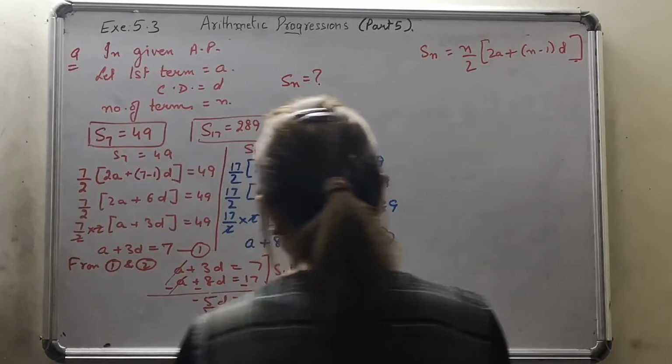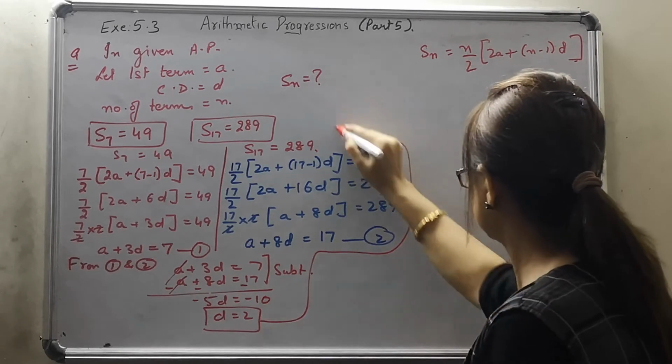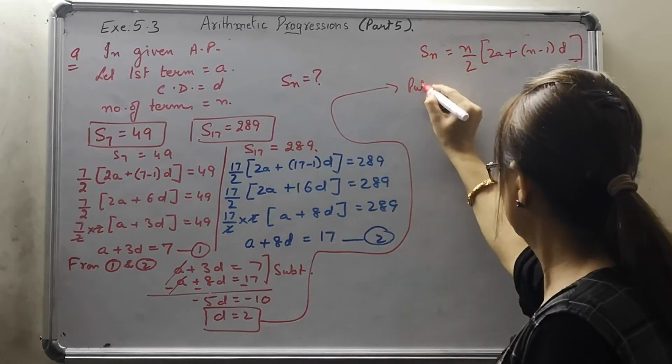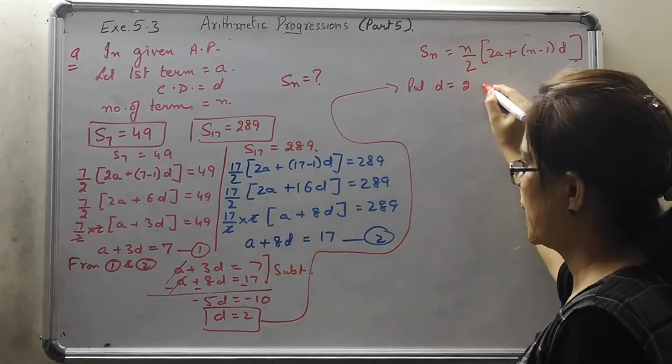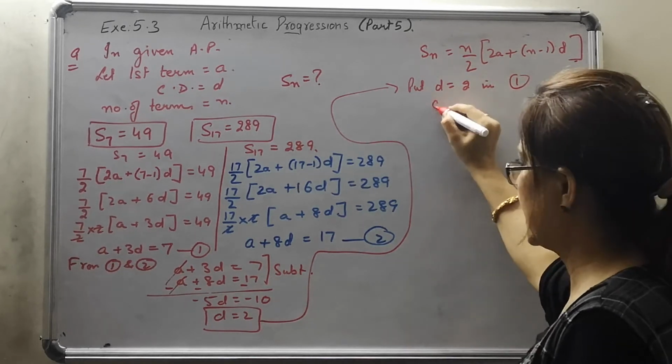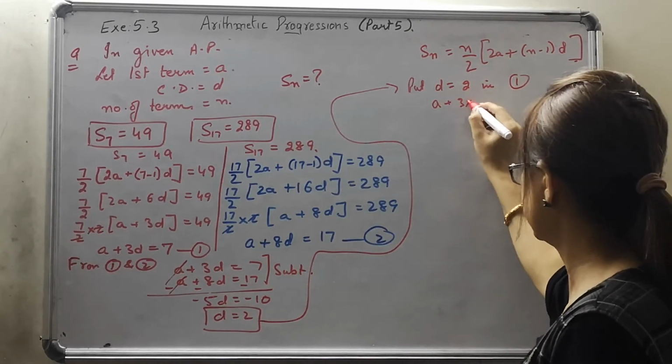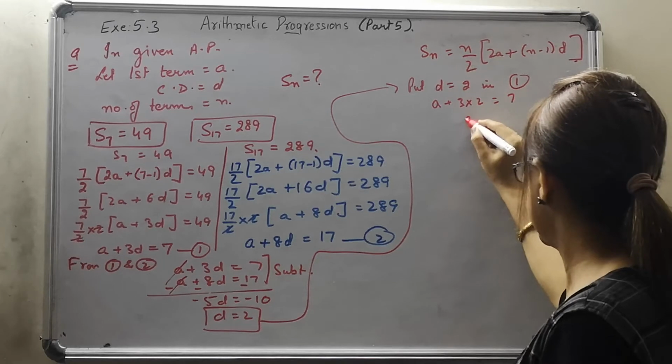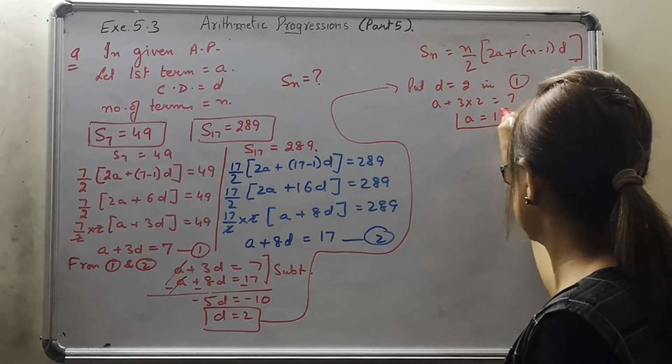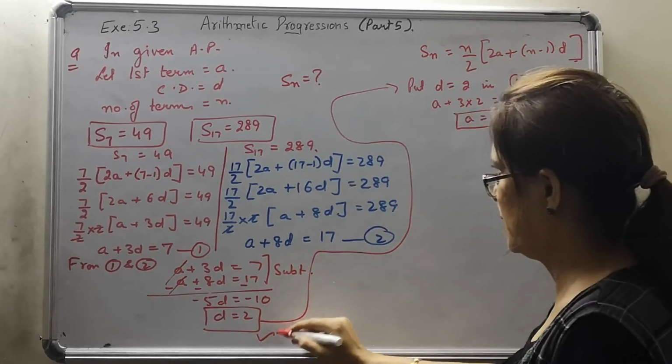Next, put d is equal to 2 in 1. We get a plus 3 into 2, that is 6, is equal to 7. So a is equal to 1. We have a, and we have d.